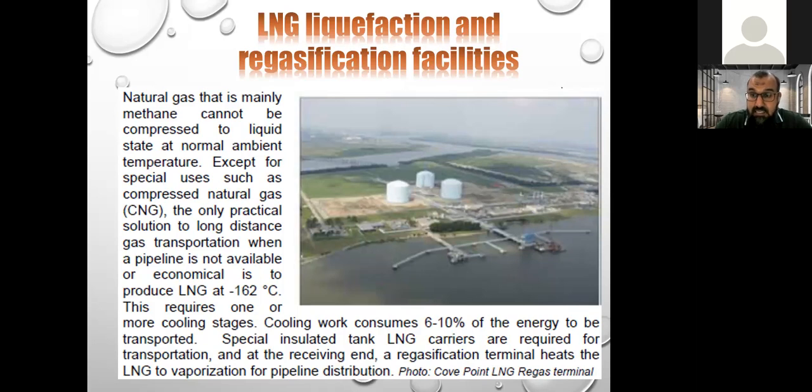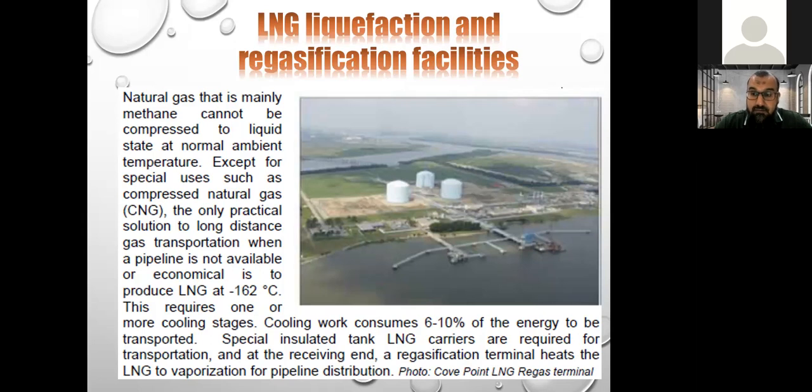So cooling the natural gas to minus 162 degrees is the only way to liquefy it to be LNG, liquefied natural gas. This is for long-distance gas transportation. But it again consumes 10% of the energy that you want to transport. You have to do so. LNG carriers are required for transportation, and at the end you have a regasification terminal that heats the LNG, which is very cool, to be vaporized for pipeline distribution.